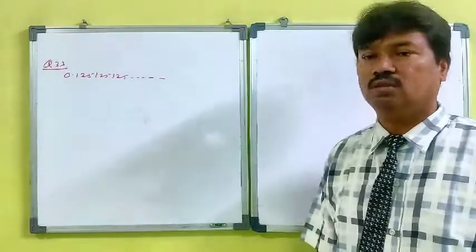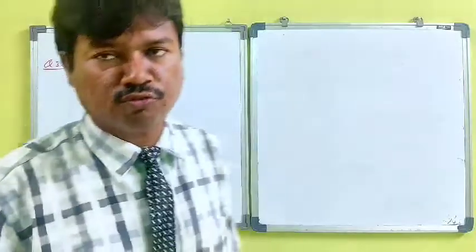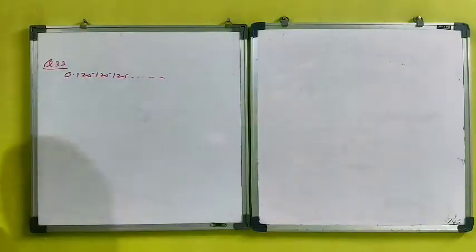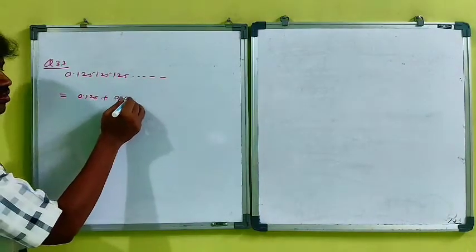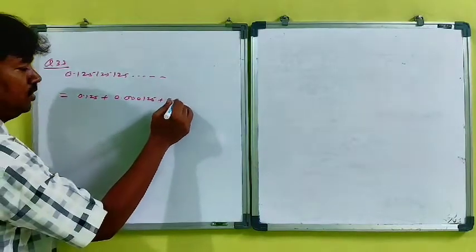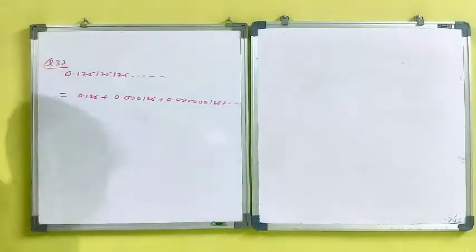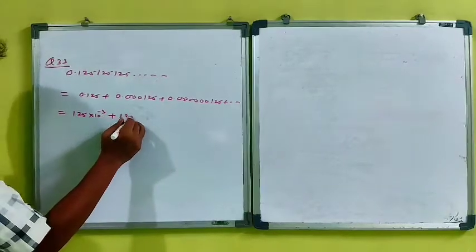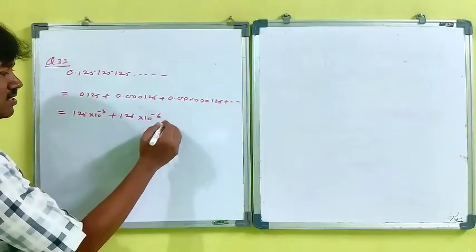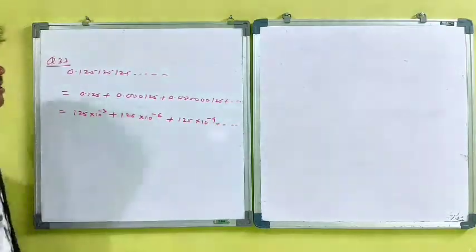The next question, question number 33: what is the fraction value of 0.125125125 till infinite series? We can say that it is nothing but 0.125 plus 0.000125 plus 0.000000125, and so on, like this infinitely. That can be written as 125 into 10 raised to minus 3, plus 125 into 10 raised to minus 6, plus 125 into 10 raised to minus 9, and so on.